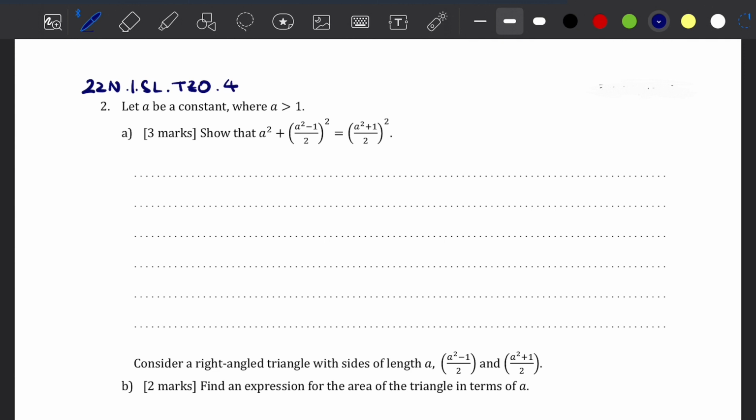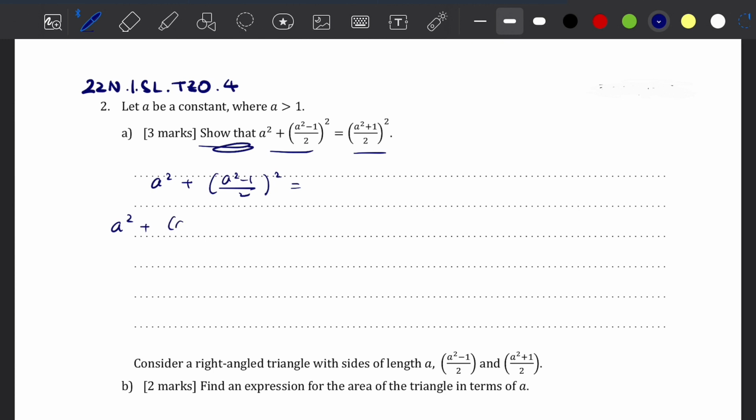It says that let a be a constant where a is greater than 1, and we need to show that the left hand side is equal to the right hand side. Okay, so we're first going to start with the left hand side. The left hand side is more complicated, so it's better to simplify the left hand side and make it equal to the right hand side, right? So we're going to go a squared plus, and we're going to expand that fraction part.